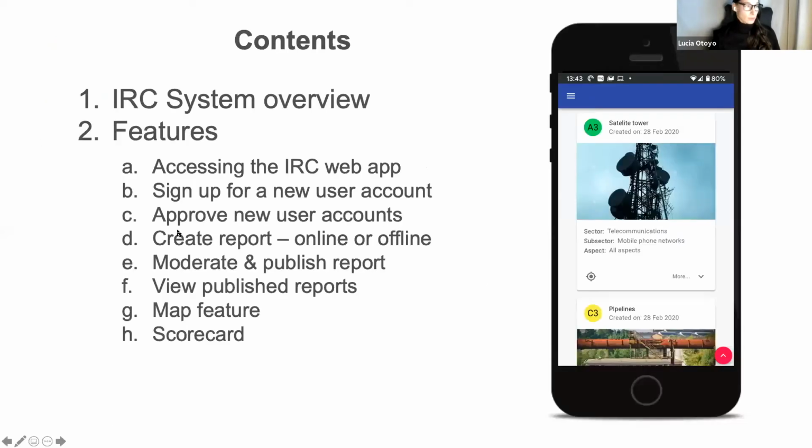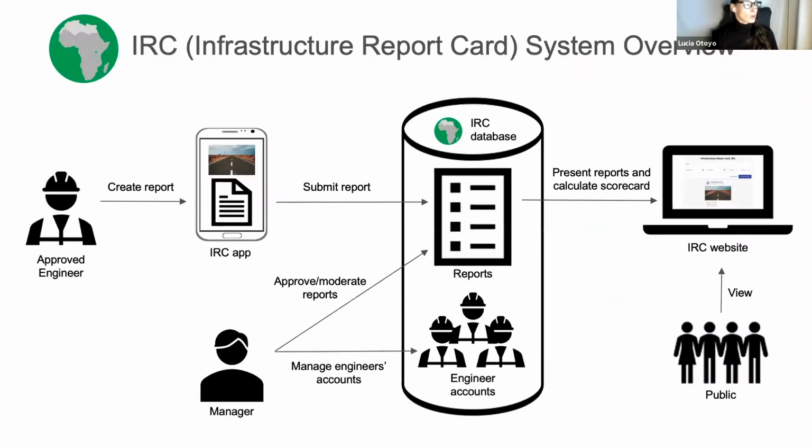First, let me show you what we're going to cover today. First, we're going to look at the overview of the system. As a big picture, what the system contains, and how does it work at a high level? And then we go into individual features. We look at how you can access the application, how to sign up and log in, how you can approve user accounts, one of the most important ones, how we create the reports, how the reports need to be moderated, how we publish them, and how the public can view all the reports and the scorecards. So this is the high-level overview.